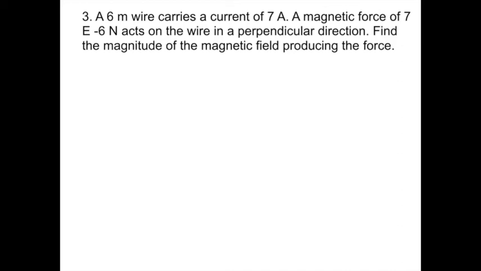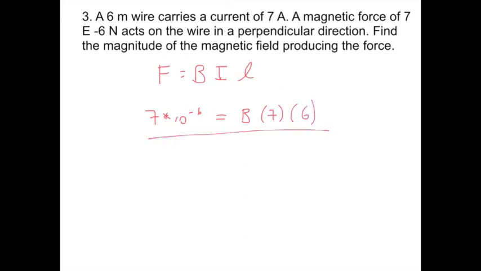So this time we're using our equation for magnetic force on a conductor, where we have F equals B, or the magnetic field, times I, the current, times L, which is the length of the conductor. We know the force is 7 times 10 to the negative 6th. We're solving for B, and then we have the current, which is 7 amps, and the length, which is 6 meters. We'll divide both sides by 42, isolating B, to get that B equals 1.7 times 10 to the negative 7th teslas.